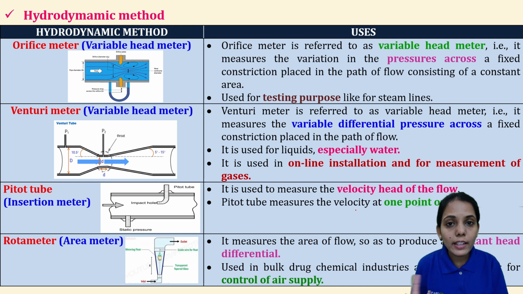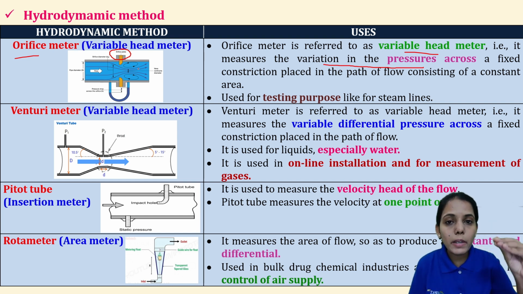Earlier we have listed the hydrodynamic methods. Now we'll see a little bit briefly about those methods. Now the orifice meter. Here you can see the orifice plate, which is present here. It is referred to as a variable head meter, that is, it measures the variation. Variable means something is changing. What is changing? The variation in the pressure across a fixed constriction.